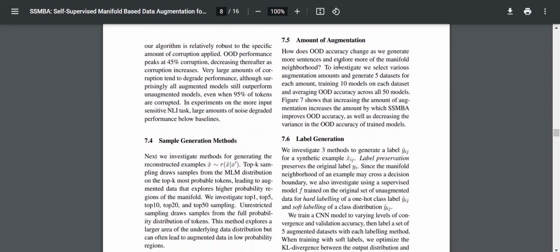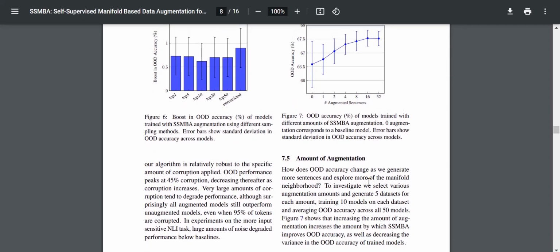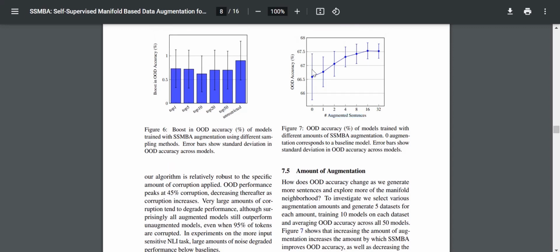For the amount of augmentation, how does OOD accuracy change as we generate more sentences? To investigate, we generate 5 datasets for each amount, training 10 models and averaging out of domain accuracy across all 50 models. Figure 7 shows that increasing the amount of augmentation increases the amount by which SSMBA improves out of domain accuracy, as well as decreasing the variance in the out-of-domain accuracy of trained models. So when you increase the number of augmented sentences, it improves the out-of-domain accuracy as well as decreasing the variance in the out-of-domain accuracy of the different models. So the different models are now much closer as compared to when there was no augmentation or fairly less augmentation.